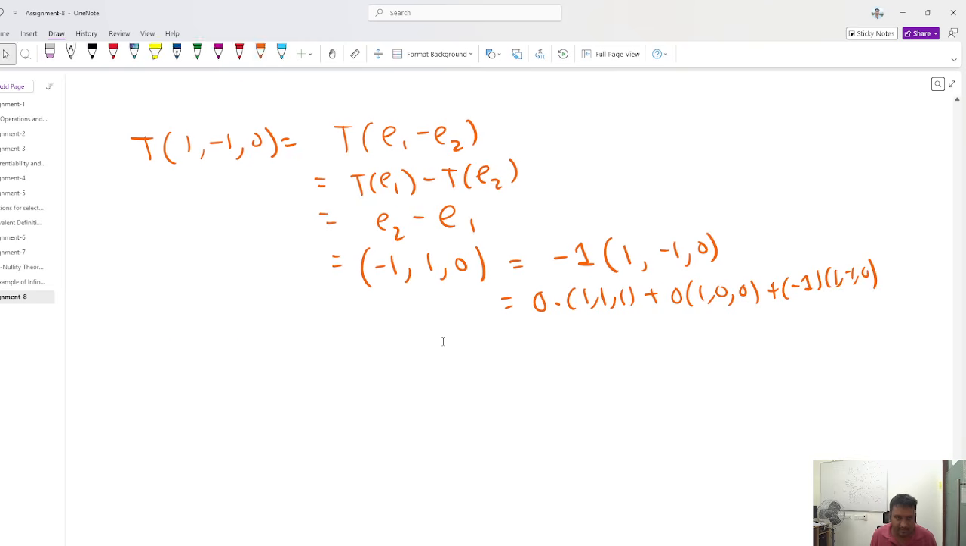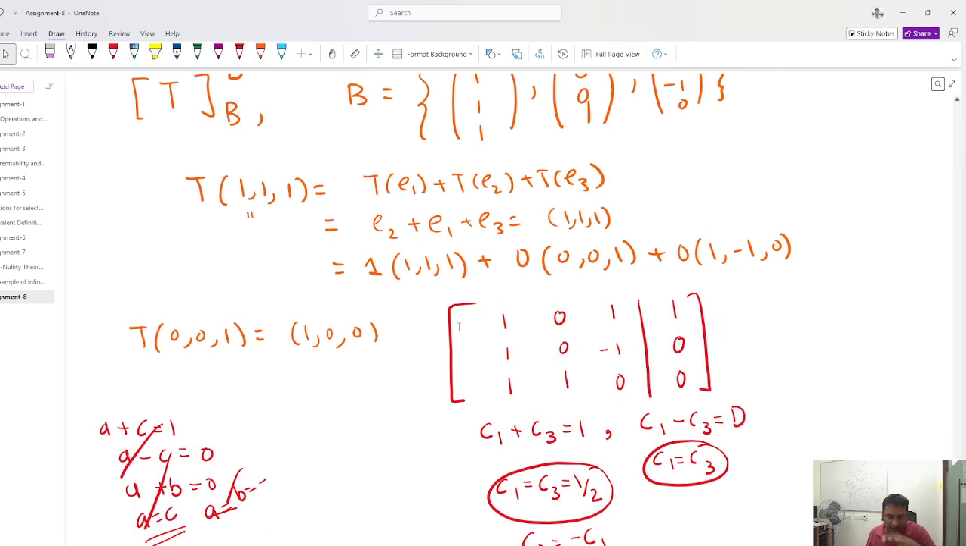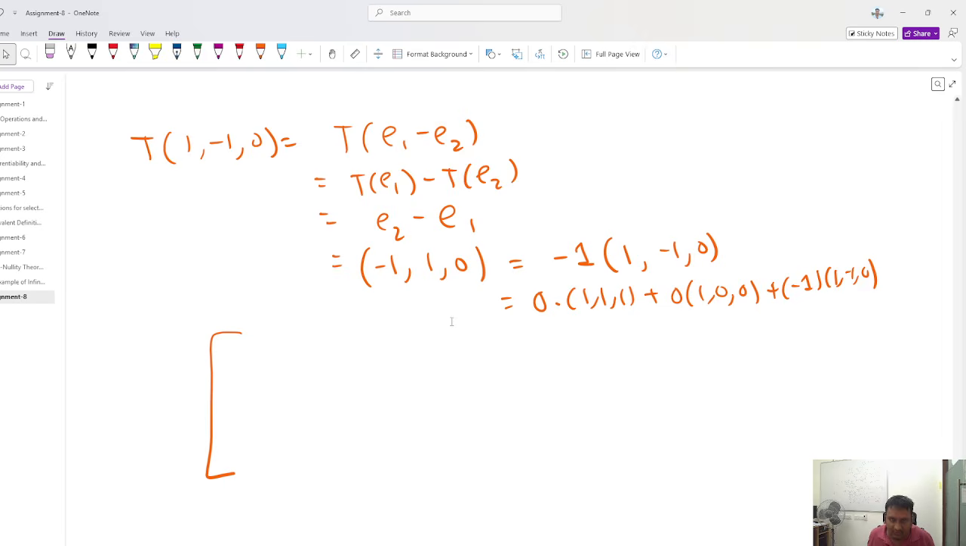So what will be your matrix, guys? You take the coefficients and write them column-wise: 1 by 2, minus 1 by 2, 1 by 2, and so on, with the 0s. So this is your desired matrix of the linear transformation from this new weird basis.